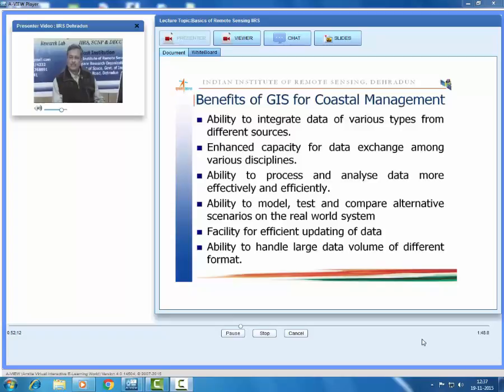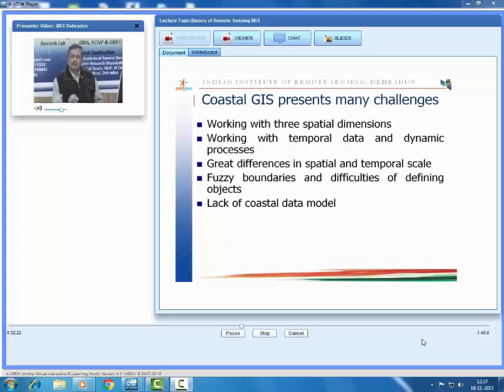As I was discussing, you can model, test and compare scenarios for a real world system. You can update the data, and on a GIS platform you can handle large volumes of data sets. But at the same time, you should remember that coastal GIS possesses many challenges, because you have to work with X, Y, Z in three dimensions, and handling three dimensions in GIS is really a challenging job. You have to work with temporal data and dynamic processes. That is also very challenging.